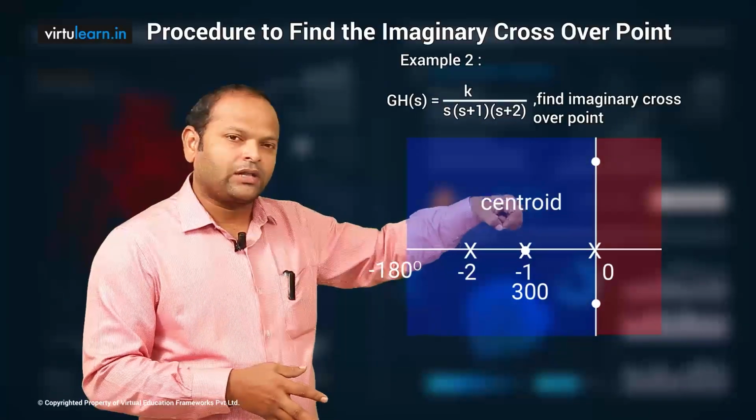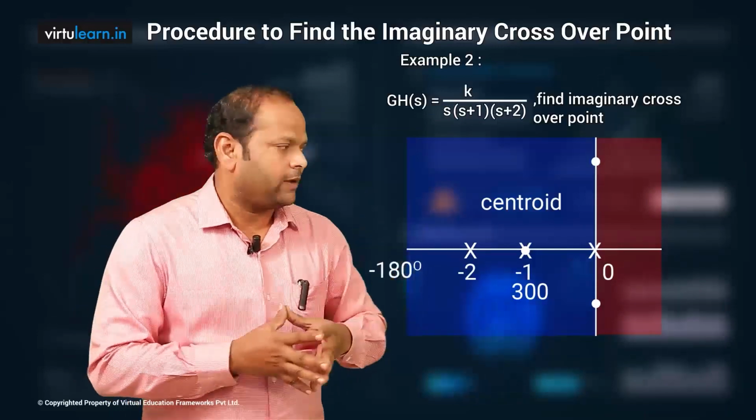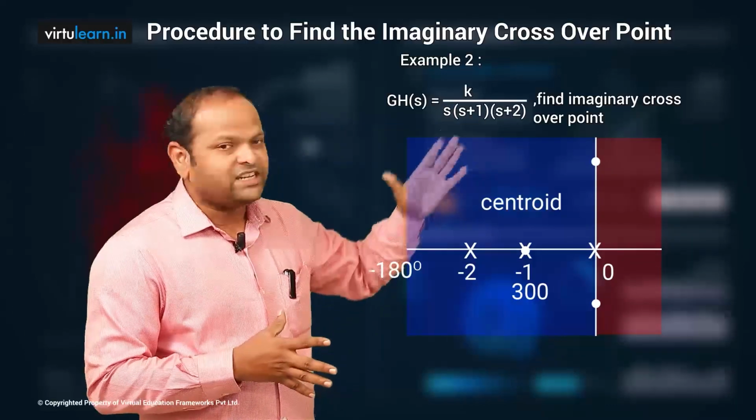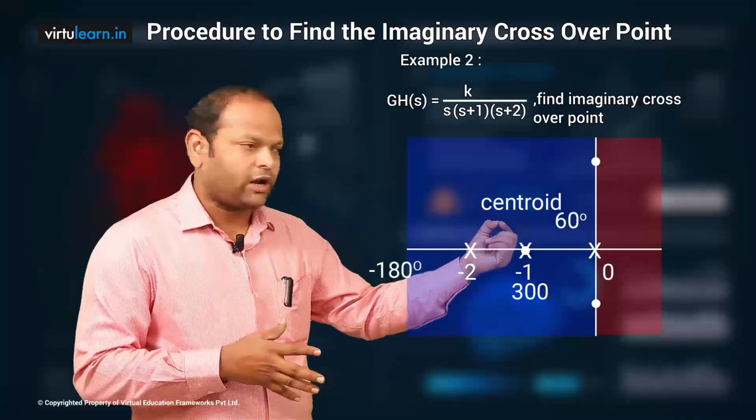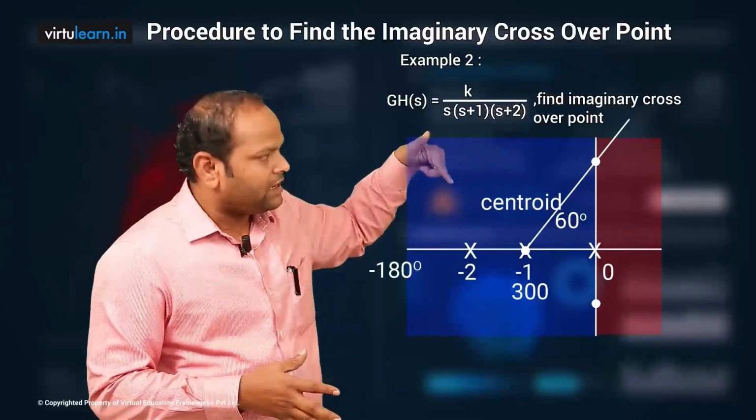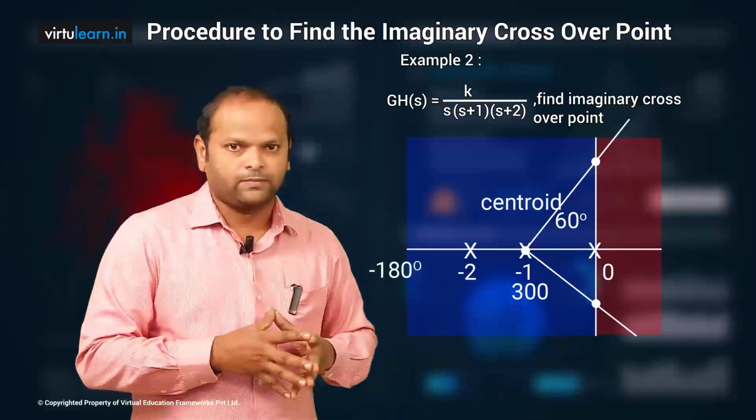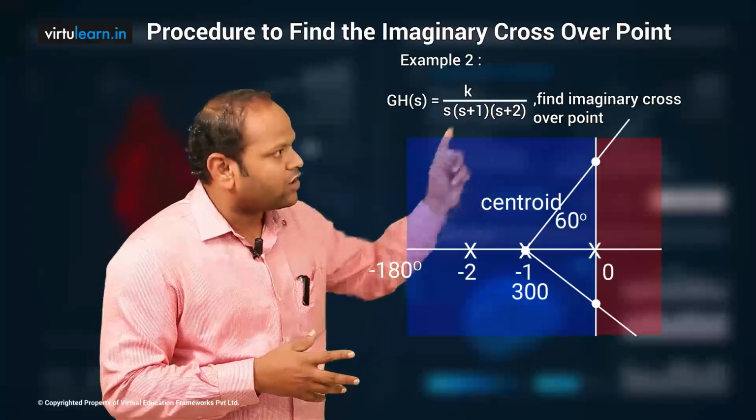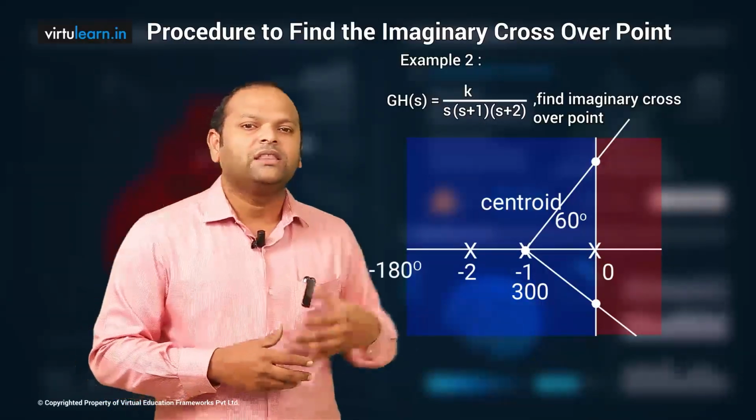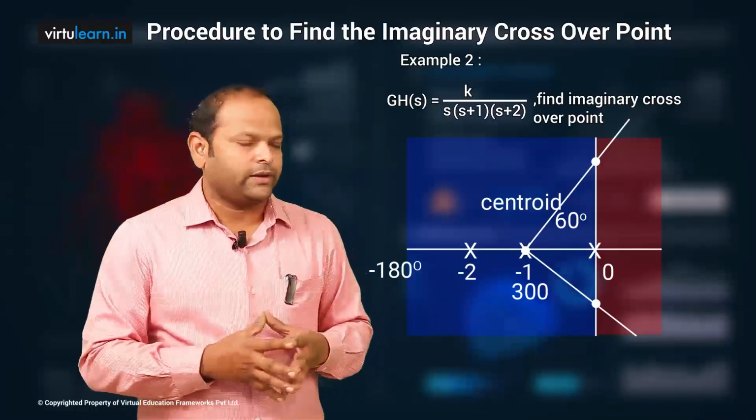But we want to look at the angles and their positions going to infinity. One is towards 60 degrees. Let us say I have this centroid. From this centroid, 60 degrees will be like this, 180 degrees is the negative real axis, and 300 degrees is the downward direction. Therefore, these 2 asymptotes are crossing the imaginary axis, which means certainly there will be an imaginary crossover point. Let us see how to calculate it.